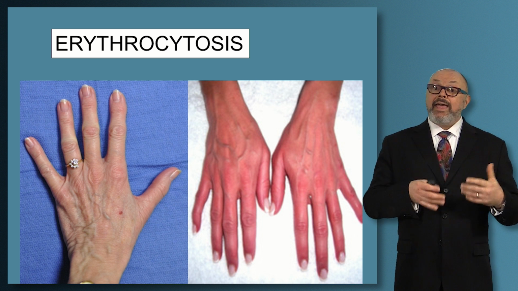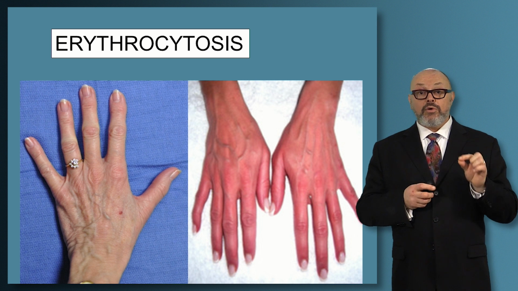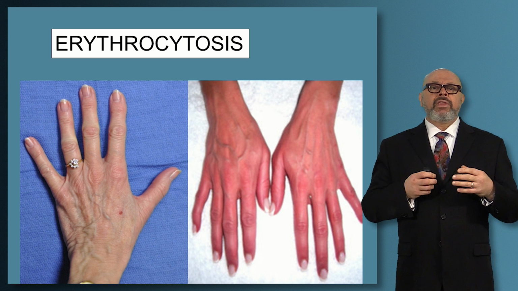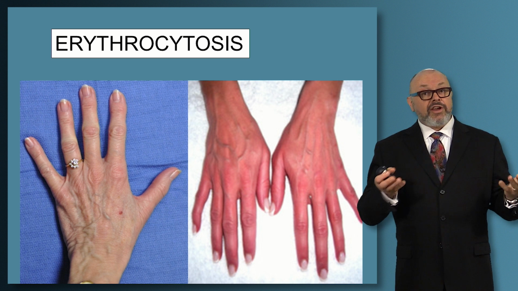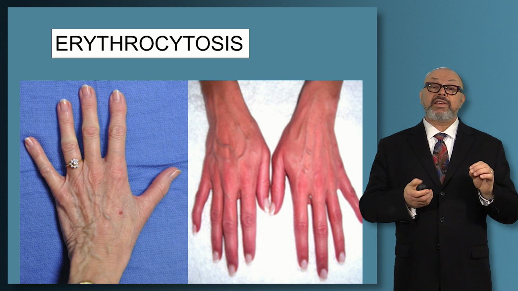The woman with red hands likely also has a red face. This is called a plethoric complexion. And erythrocytosis can occur either secondary to chronic hypoxemia, or it can be primary. This is called polycythemia vera.